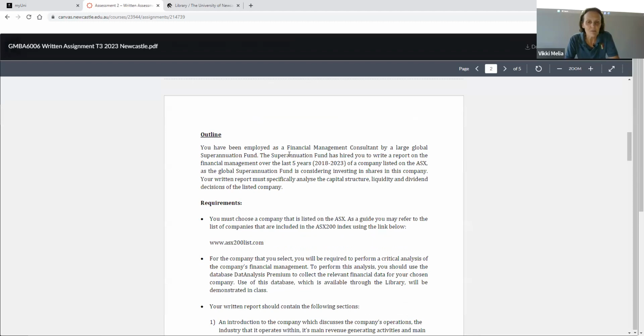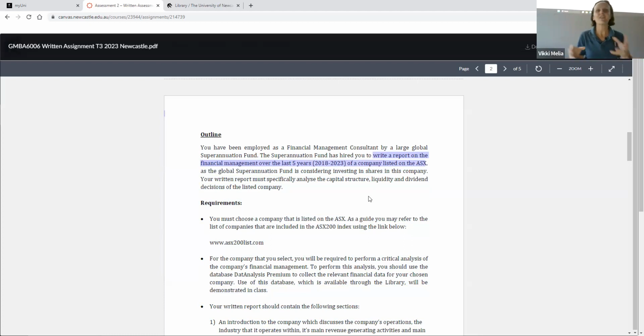So for the assignment, you're consulting to a superannuation fund, and your task is to write a report on the financial management over the last 5 years of a listed company. A report on the financial management. We talked about financial management in week 1.